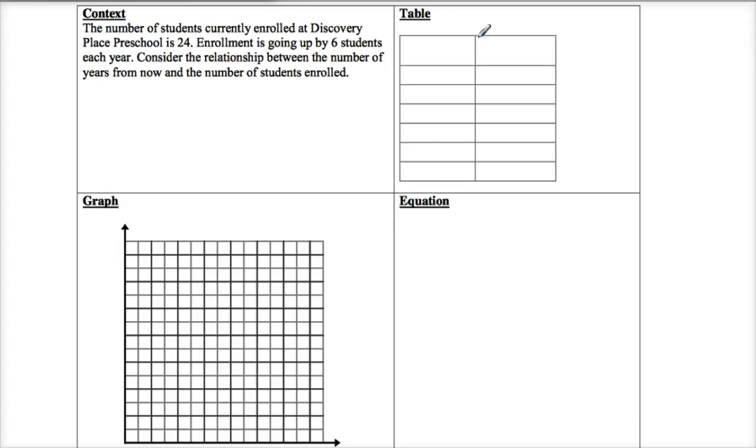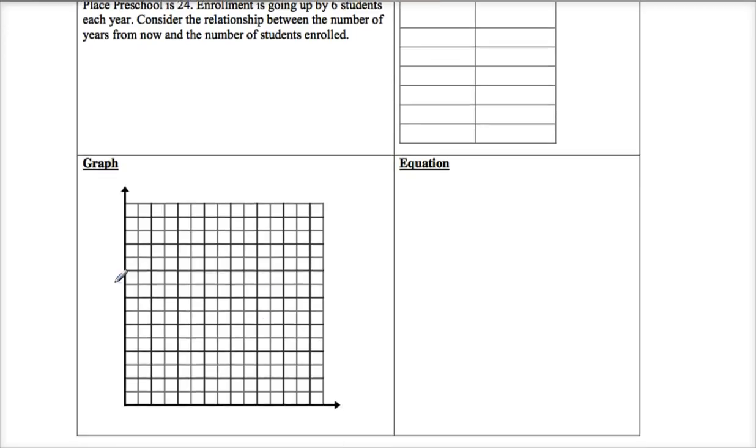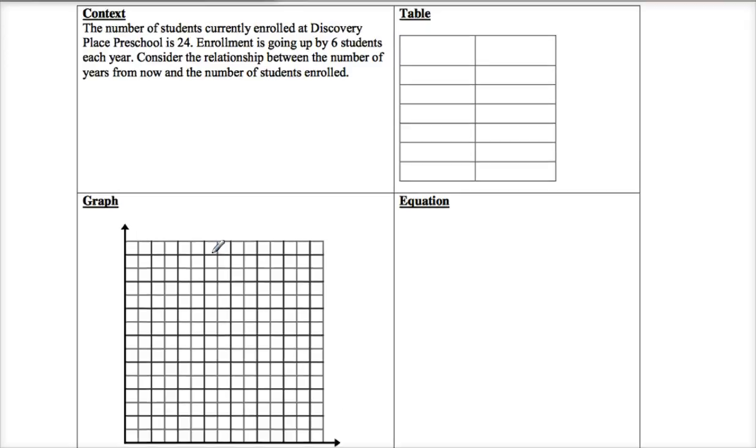Now you'll notice this time the table is completely blank. It doesn't give you any numbers or any labels to start with. And the graph is also completely blank. No labels at all. So, like I said, a little bit more legwork, but nothing we can't handle. So first of all, let's work on the table. It's the easiest to start with.